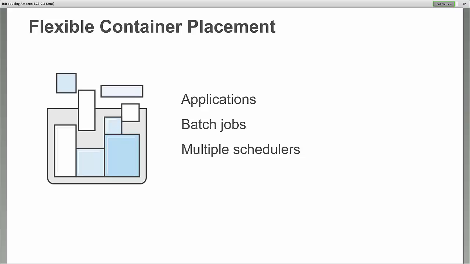Amazon ECS has 2 schedulers to help find the optimal instance placement based on your resource needs, isolation policies, and availability requirements. It has a batch scheduler called run task, and it has a service scheduler with create service.